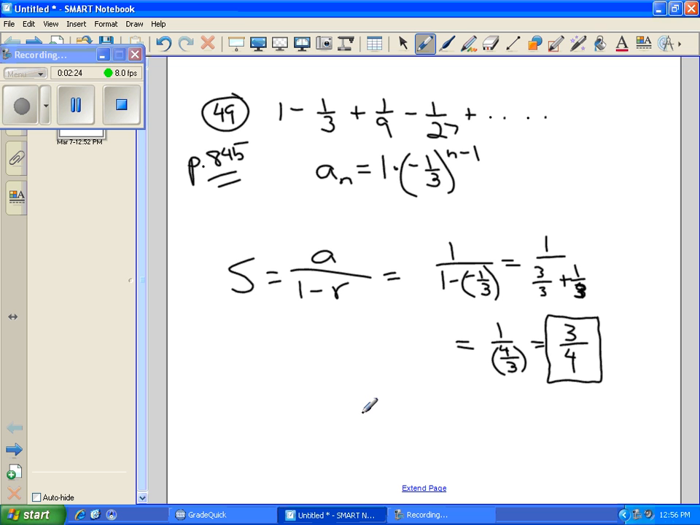You do the same thing on number 48, which is actually the problem that I assigned for homework. So if you're having trouble on number 48, follow the steps that I did here to get your answer for number 48. It's pretty much the same problem, just different numbers.